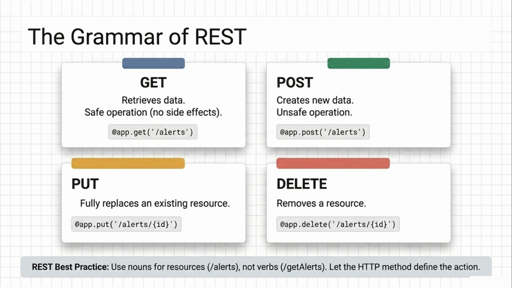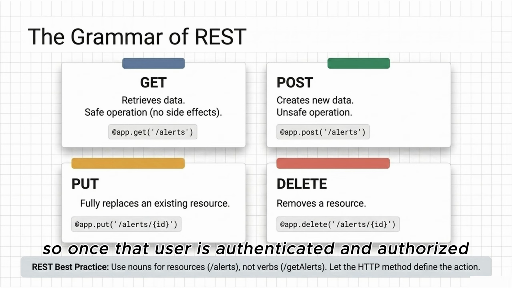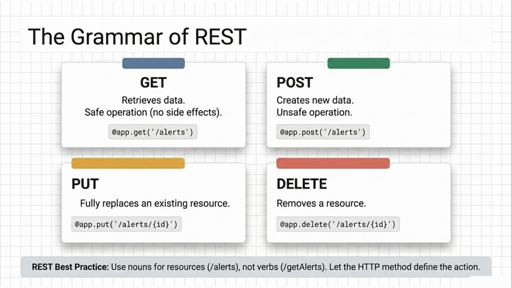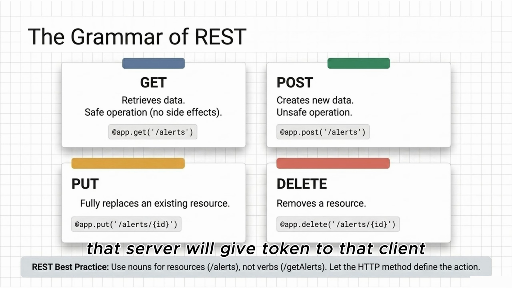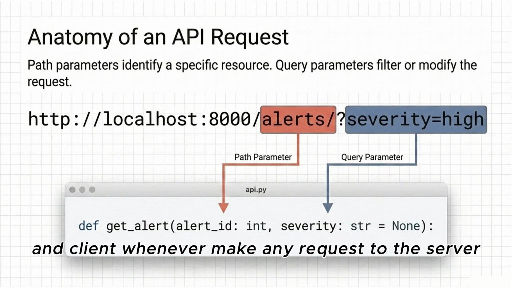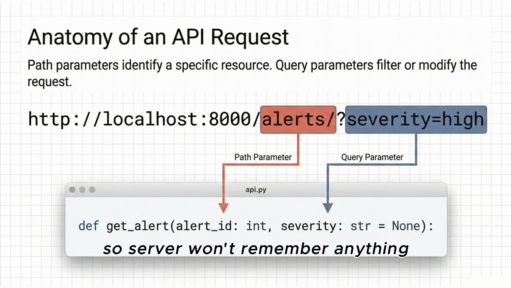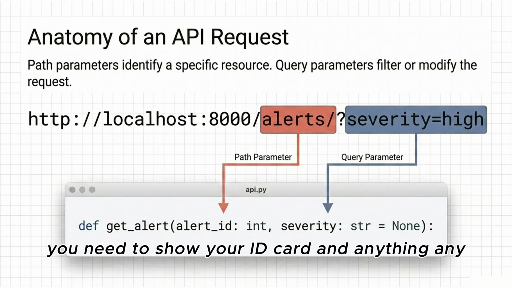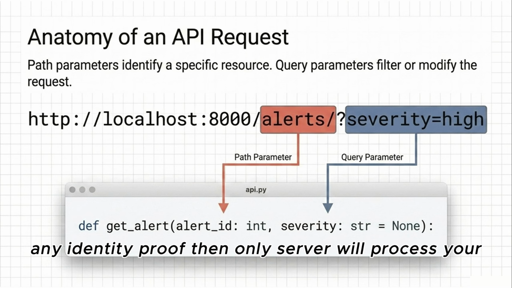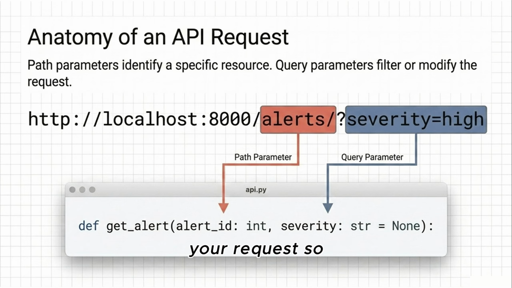So once that user is authenticated and authorized, the server will give a token to that client, and whenever the client makes any request to the server, it needs to pass the token. So the server won't remember anything. Whenever you come to the server, you need to show your ID card, any identity proof. Then only the server will process your request. So that is a token.